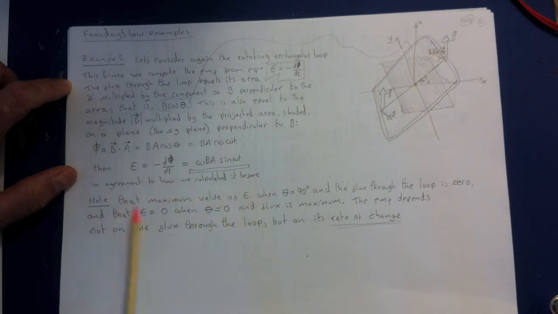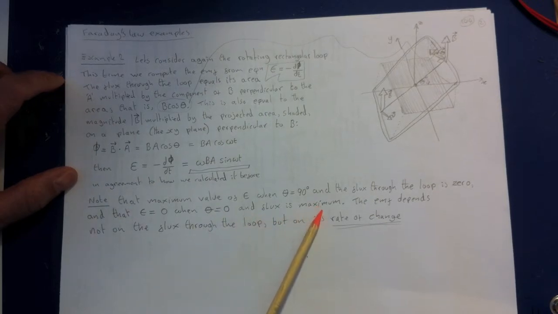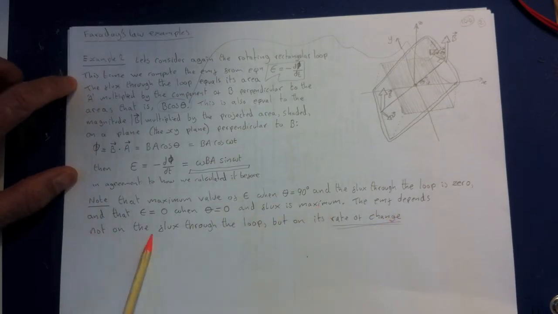So note that the maximum value of the EMF occurs when theta equals 90 degrees and the flux through the loop is 0, and the electromotive force equals 0 when the angle equals 0 and flux is at the maximum. The EMF depends not on the flux through the loop but on its rate of change.